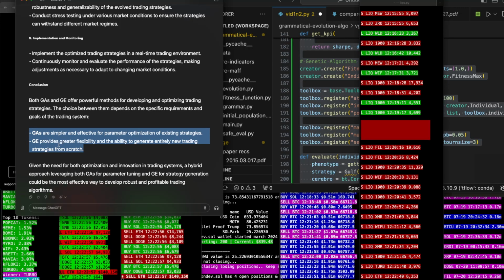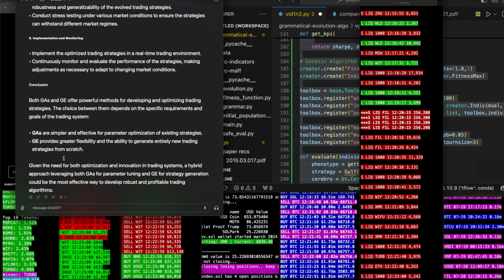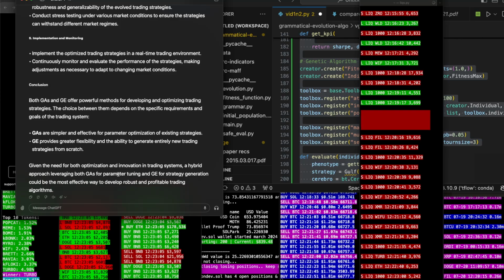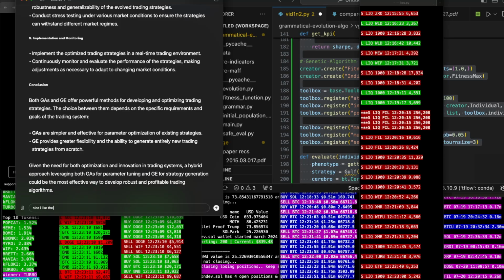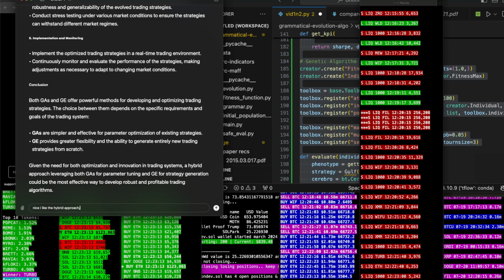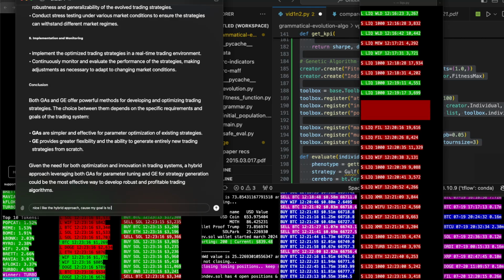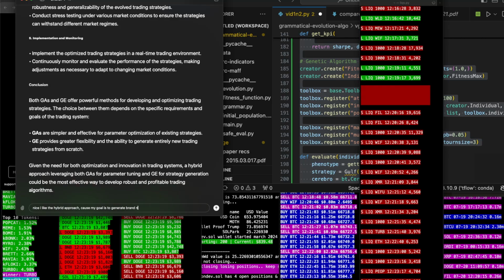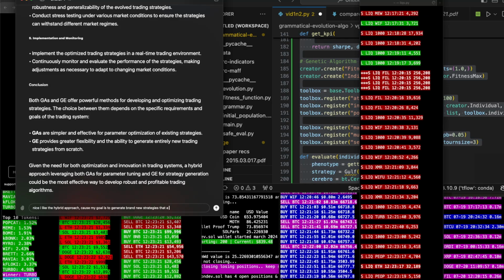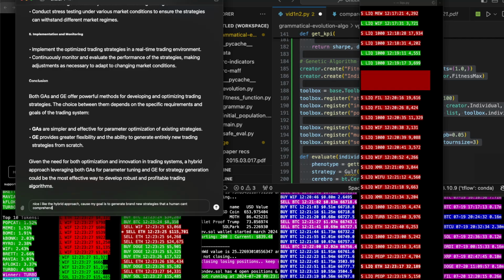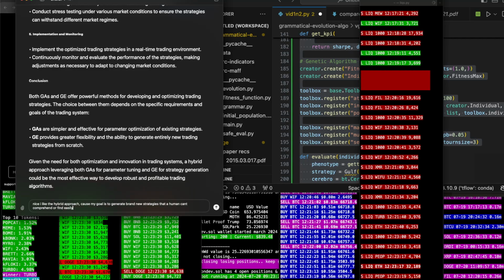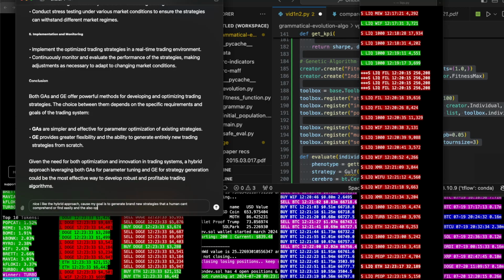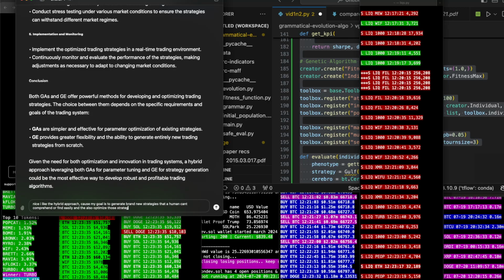I like that. I'm excited about that. Oh, I'm excited about both, but given the need for both optimization and innovation in new trading strategies, a hybrid approach leveraging both GAs and GEs. Nice. I like the hybrid approach because my goal is to generate brand new strategies that a human can't comprehend or find easily, and then also optimize those strategies.